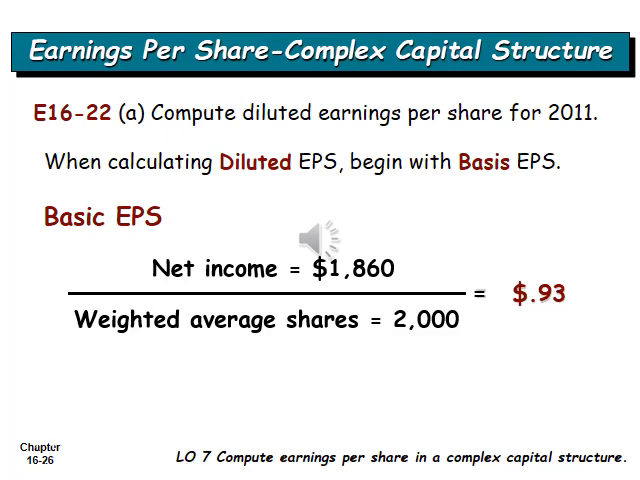Now, we have to determine the basic earning per share. The basic earning per share is the net income minus preferred dividends. We don't have preferred stock, so there is no preferred dividends, and the net income will be 1,860 over the weighted average number of shares during the year. So the basic earning per share is 0.93.